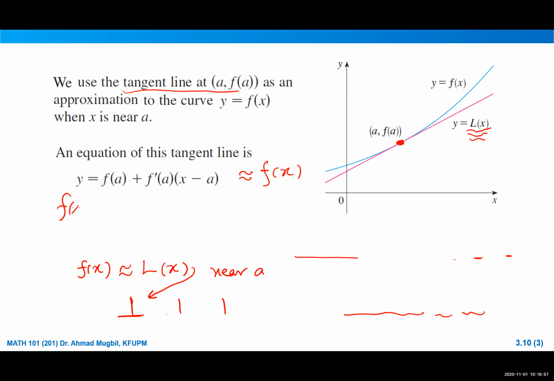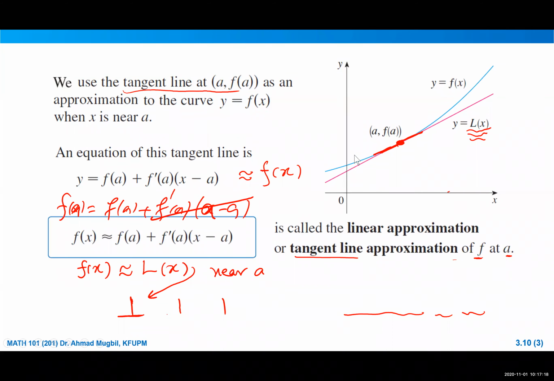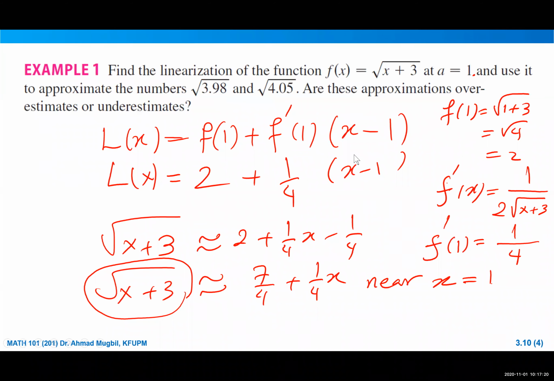If you put x equals A here, what will you have? This is f of x equals f of A plus f prime at A times x minus A. If x is A, this will be A, and this will be 0. So at A, they are the same. It is the tangency point. It is on this graph and on that graph. I'm talking about when we are near A. But at A, they are exactly the same, not approximately. You got it?